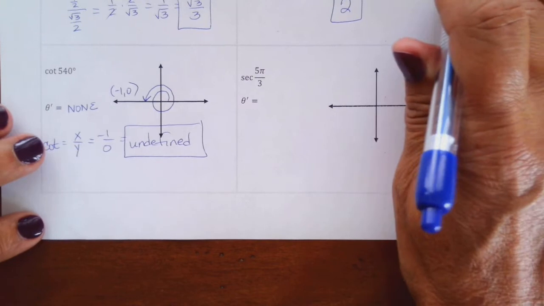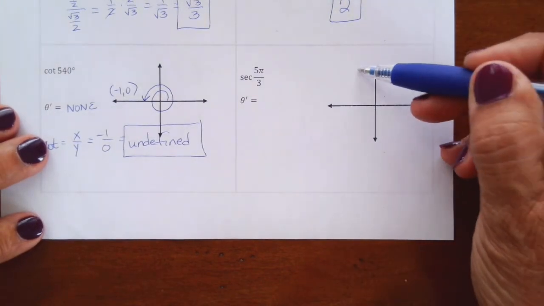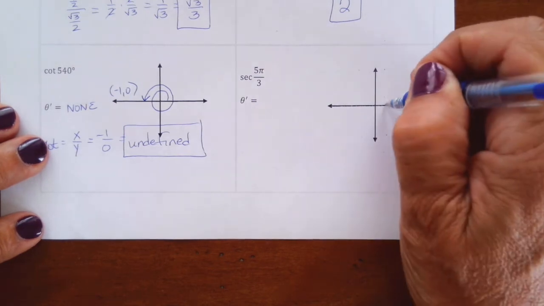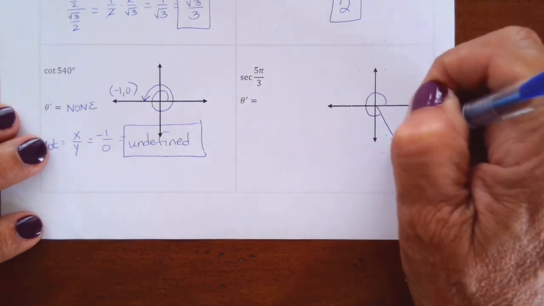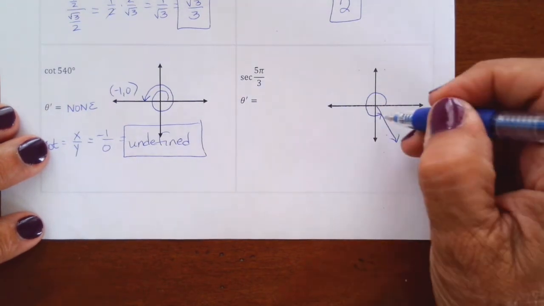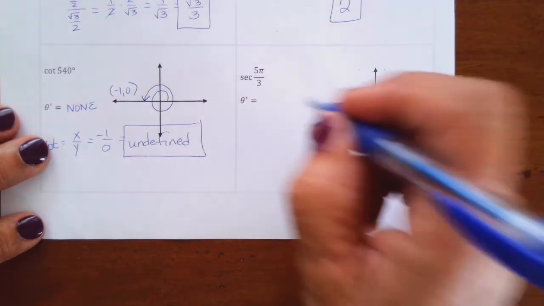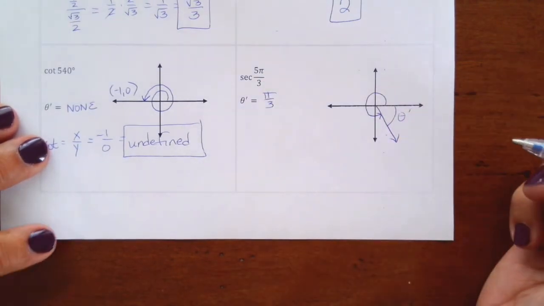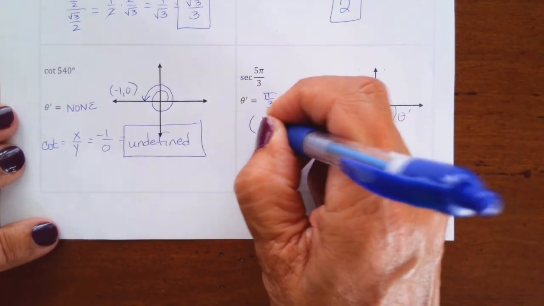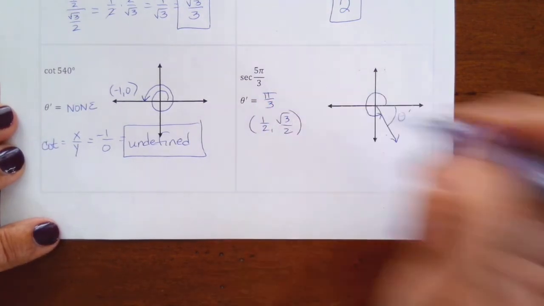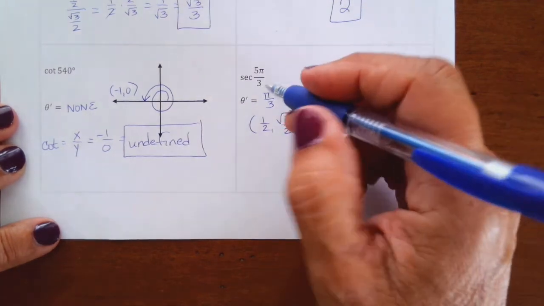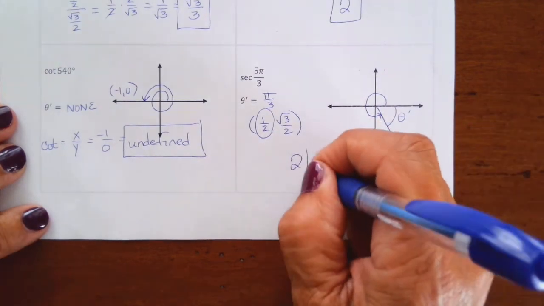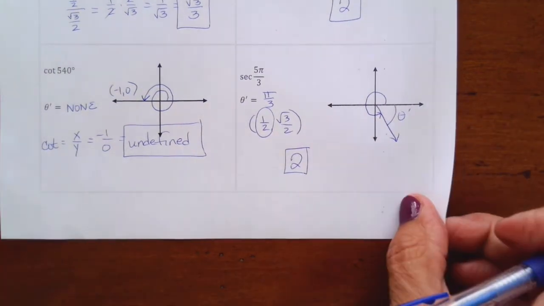Remember the pi over 3s, you count 1, 2, 3, right? So 1 pi over 3, 2 pi over 3. This was 3 pi over 3, 4 pi over 3, 5 pi over 3. So that would be down here. Okay, so I know this is 60 degrees. So that's pi over 3, reference angle, right there. Okay, and so my pi over 3 numbers are 1/2 and square root of 3 over 2. In the fourth quadrant, secant is the reciprocal of cosine. So cosine is positive here. So again, that would just be 2 over 1. Okay.